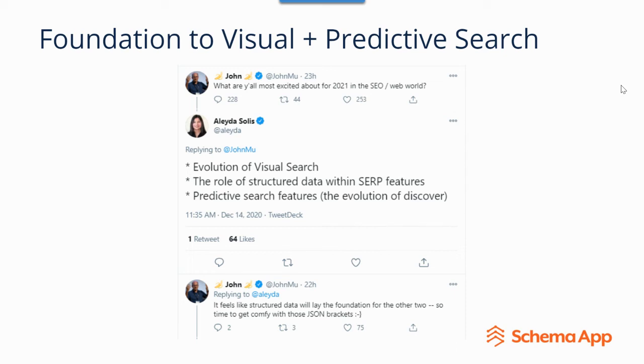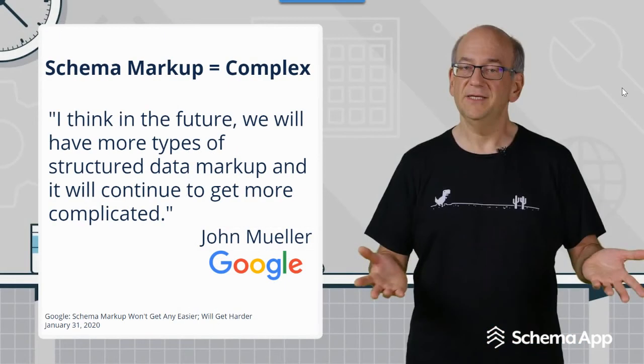Now, the other exciting part, this is from December 2020, where we're asking John Mueller where this is going to play in the future. And it was visual search and Discover. Now, Discover is where there are predictive search results curated directly for you. Now, the reason Schema App exists is because schema markup is complex. And John Mueller, one of the spokespeople from Google, says it's only going to get more complicated.